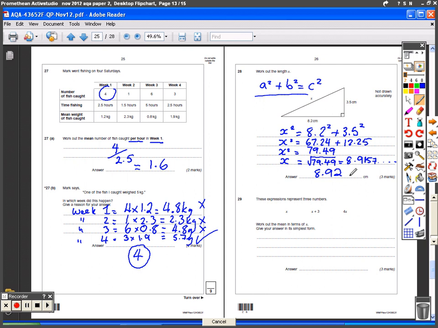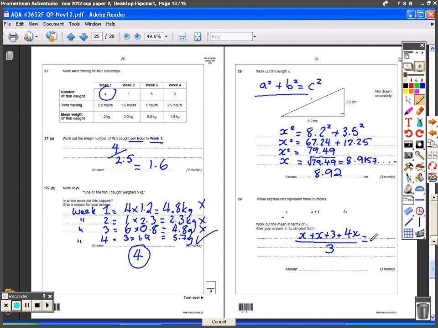These expressions represent 3 numbers. So we've got x, x plus 3, and 4x. Work out the mean in terms of x. Give your answer in its simplest form. Well, the mean is when you add the numbers together and divide by however many there are. So there are obviously 3 numbers going on here, and we need to now add these together. So we've got x plus x plus 3, plus 4x, and we need to divide by 3, as there are 3 numbers.